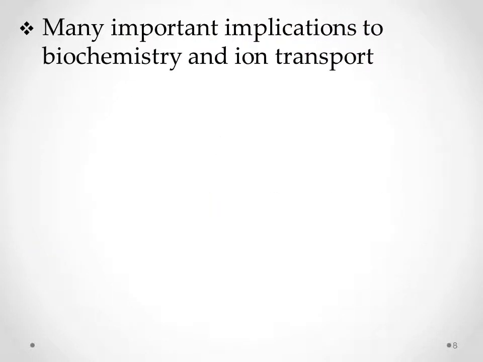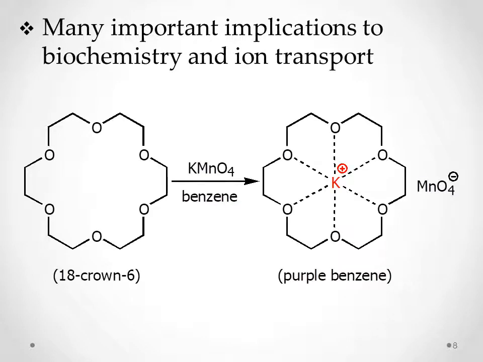Many important applications are in biochemistry and ion transport. 18 crown 6 reacts with KMnO4 in the presence of benzene, forming 18 crown 6 with the potassium ion, which shows the purple benzene color. Crown ethers are also made by microorganisms. The antibiotics like nonactin and valinomycin are also known as ionophores. These antibiotics coordinate with the metal ions in a manner similar to that of crown ether.